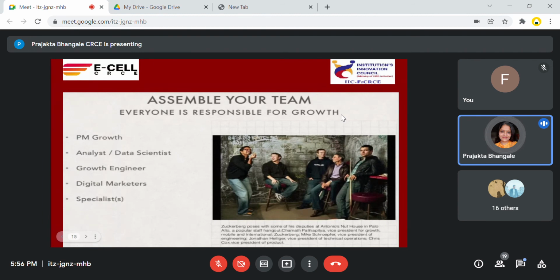Okay. Moving ahead, the next thing is, if your product is ready and you have published a patent, now it's time to go for industrializing it. What do you mean by industrialize? Industrialize means you now have to make this prototype on a large scale, right? So for that, you have to assemble your team. You have to find the growth, get the data analyst, get the scientist, get the growth engineer. You should have the digital marketer, specialists who are working in this, right? Many more people. You have to assemble your team.